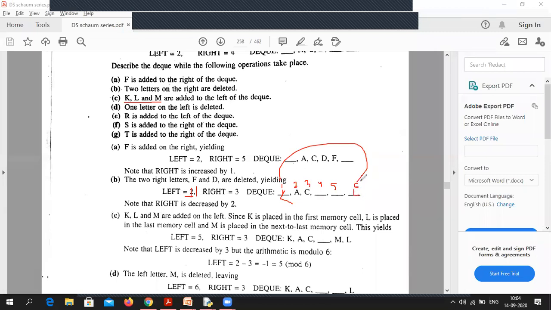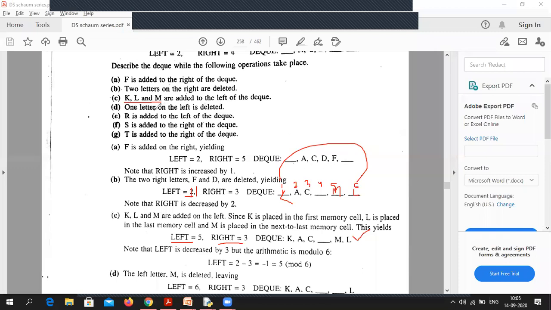Now again decrement the value of left by 1. 6 minus 1 is 5. So M would be inserted over here, and you are getting an array like this. Now your left is 5. Just see, left is 5, right is 3, and the DQ is like this: K A C M L, similar to this one.